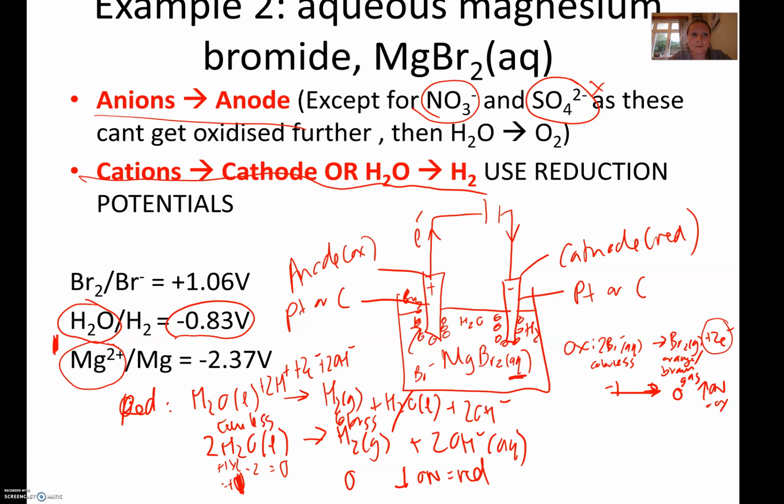Now we can very quickly do a reduction potential. So E naught cell is reduction minus oxidation. So we've got reduction, which is negative 0.83, minus oxidation, which is negative 2.37, and we end up with a, is that right? Oh, sorry, I've put the wrong value in here. Positive 1.0.